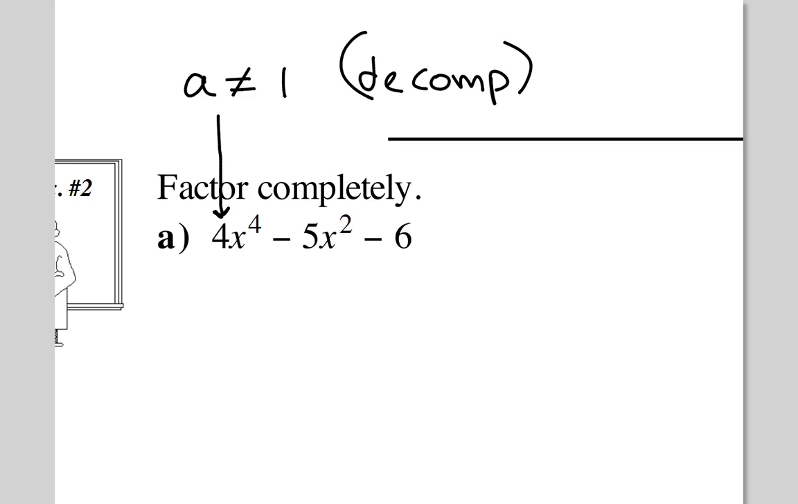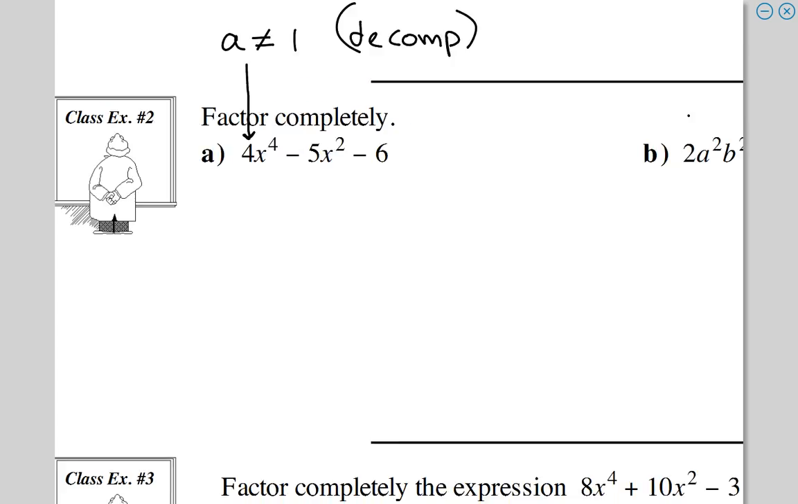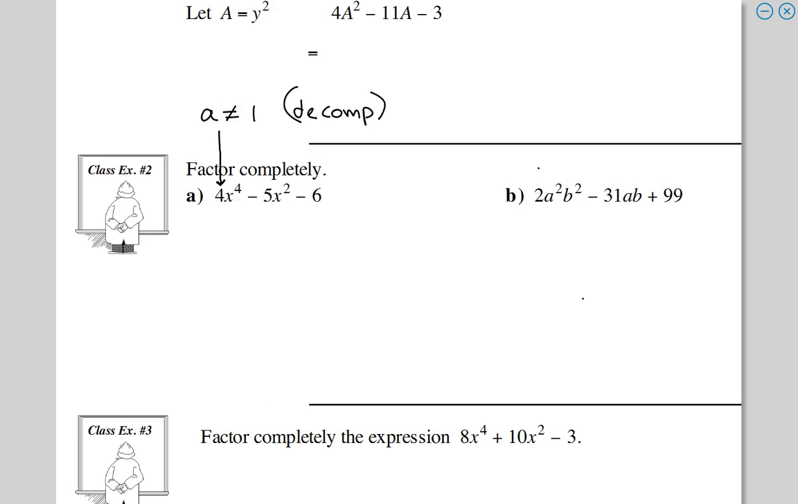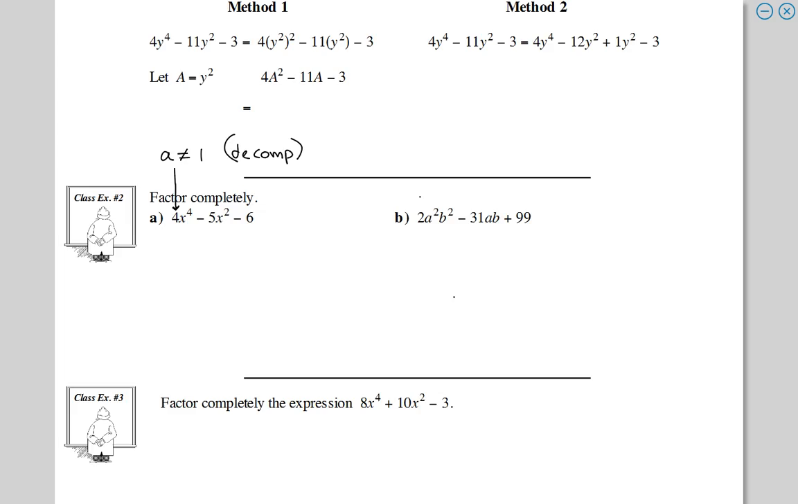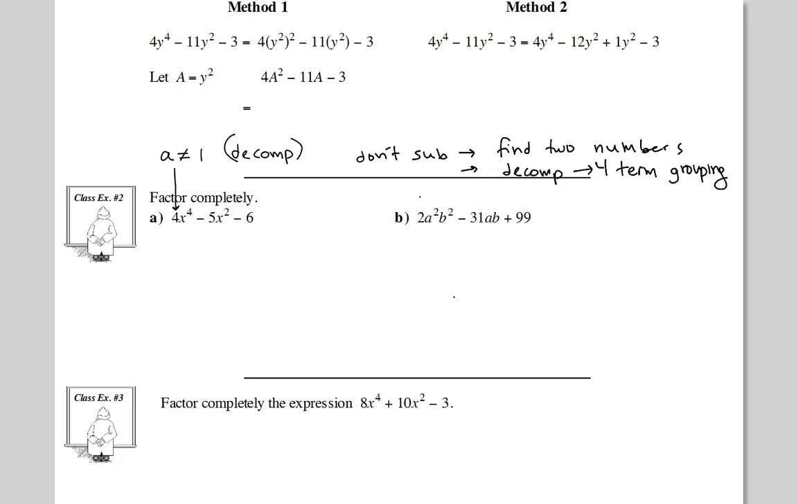Okay? So these are kind of nasty. I wouldn't even do a substitution on these. I would just find, I'm going to put little notes for you. I wouldn't do a sub on this, even though the book tells you you should. Don't sub. Find two numbers, and then decomp for grouping. 4-term grouping. So with those notes there, and then my examples, it should make sense.